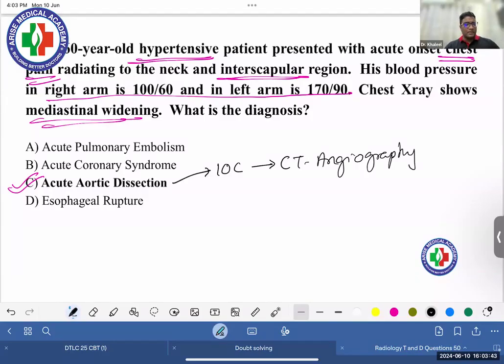CT angiography. Can you hear me? All of you, are you clear? Or is it very fast? Is it manageable? Okay, fine.